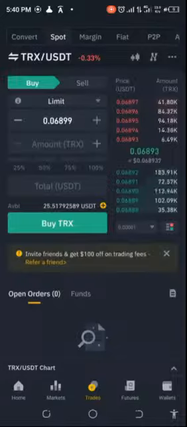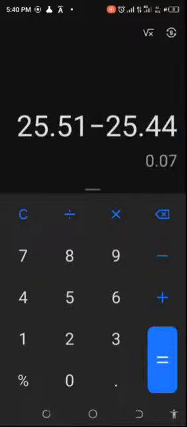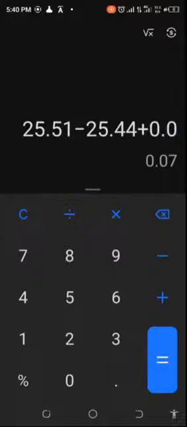I already told you that changing it to TRX in KuCoin and then coming here to change it again is going to take at least 10 cents from our profit. So what was our profit supposed to have been? It would have been 25.51 minus 25.44, so this is 7 cents, and we include the 10 cents. It would have been 17 cents.